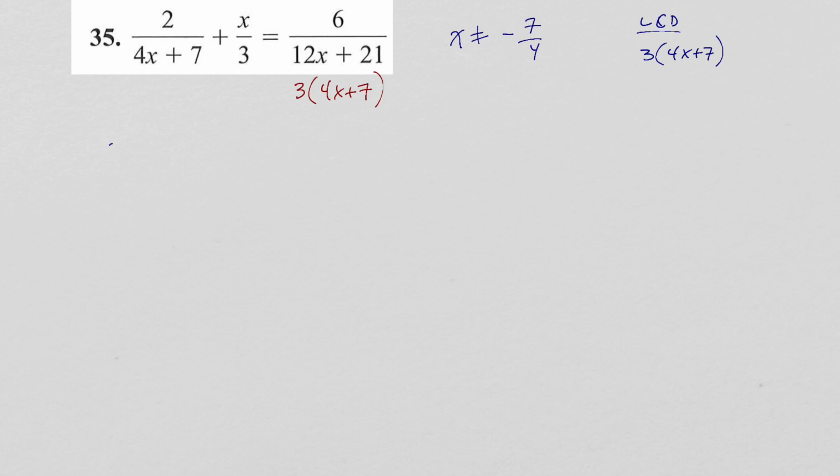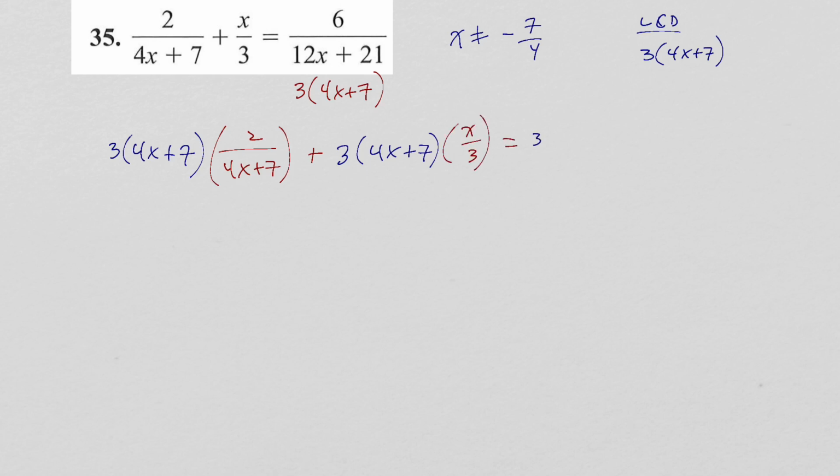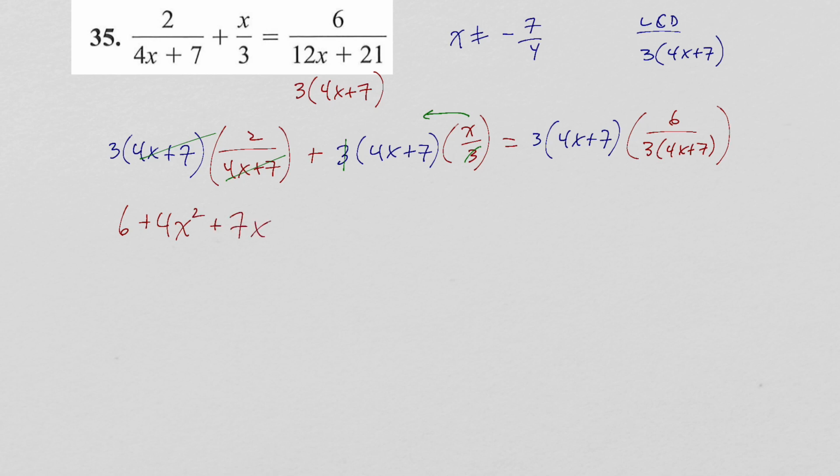So now I'm going to take the LCD, and I'm going to multiply by the first fraction. I'll take that LCD, and I'll multiply by the second fraction. And I'll take that LCD, and I'll multiply by the third fraction. All right, that cancels, and I'm left with 2 times 3 is 6. This 3 cancels, and then I'm going to take the x, and it's a positive x, so I'm going to distribute that through there, and we're going to get 4x squared plus 7x equals, and then this entire thing cancels there, so we just have 6.